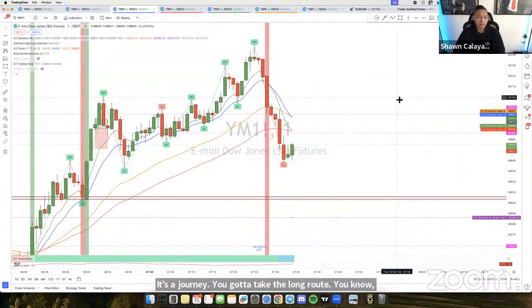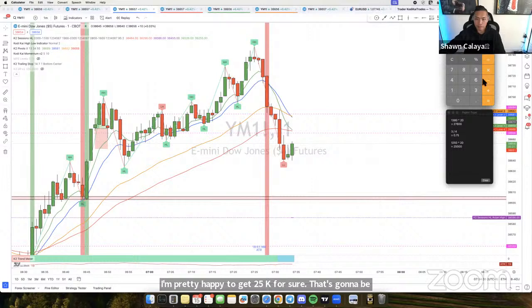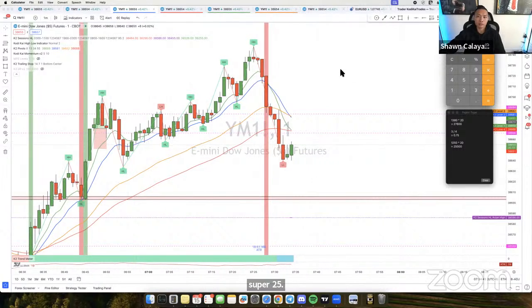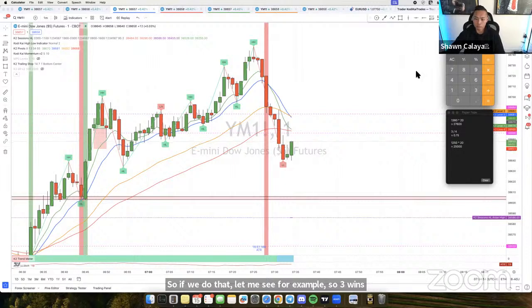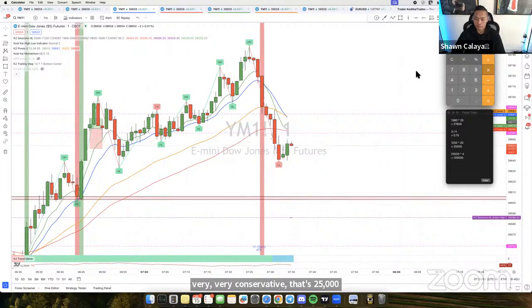I'm pretty hyped to get 25K for a trade. That's gonna be super dope. Because realistically, I think this is like a typical week. I think a typical week for us is maybe 4 wins and 1 loss, or maybe even 3 wins and 2 losses, that's technically 1 win a week. So being very, very conservative, that's 25,000 times 4. That's 100,000 a month, 1.2 million a year.